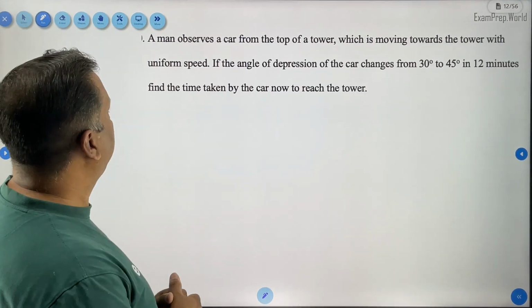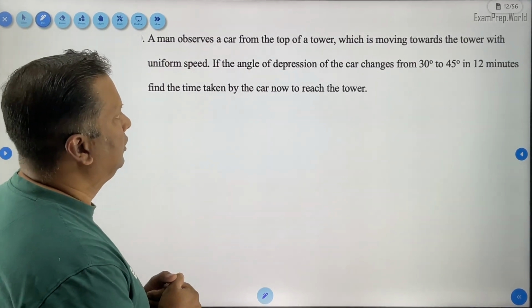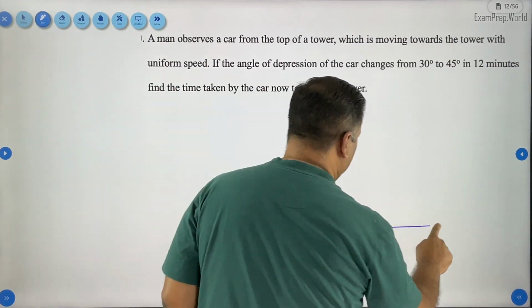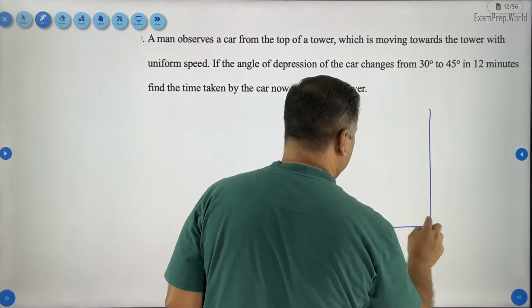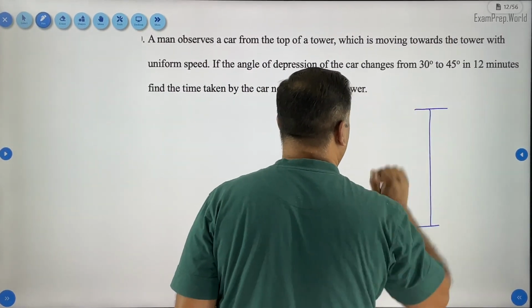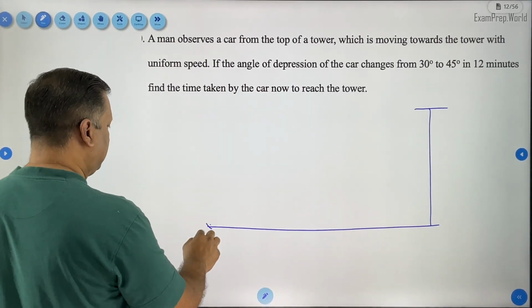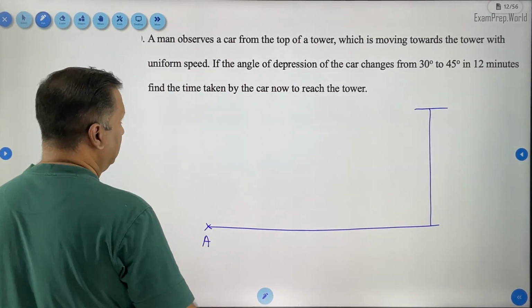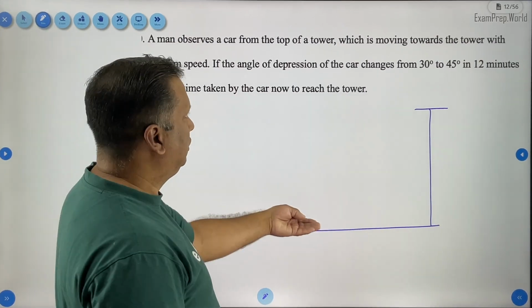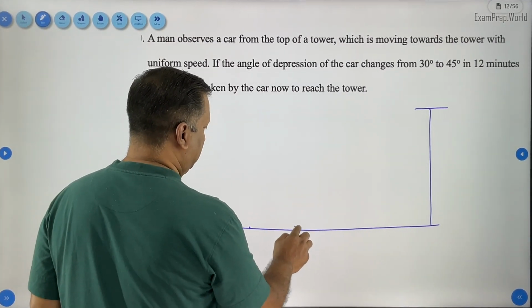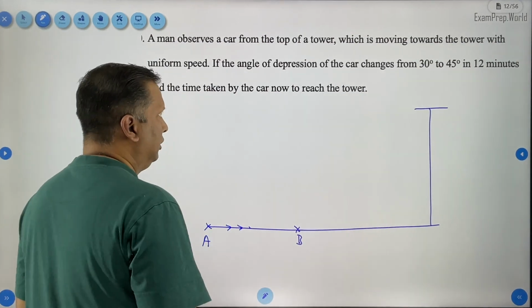A man observes a car from the top of a tower which is moving towards the tower. So there is a car which is on the road and there is a huge tower. So this is the tower, the total height of the tower. The car is somewhere here at point A, right? And it is moving towards the tower. So the car is moving like this and it reaches another point B.